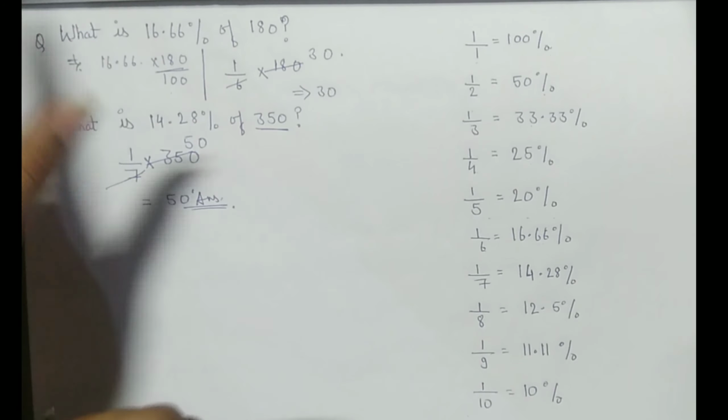50 is what percentage of 100? Okay, now try to understand. What we need to do is just write down this 50 here, these 100 in the denominator, and multiply with the 100 always.